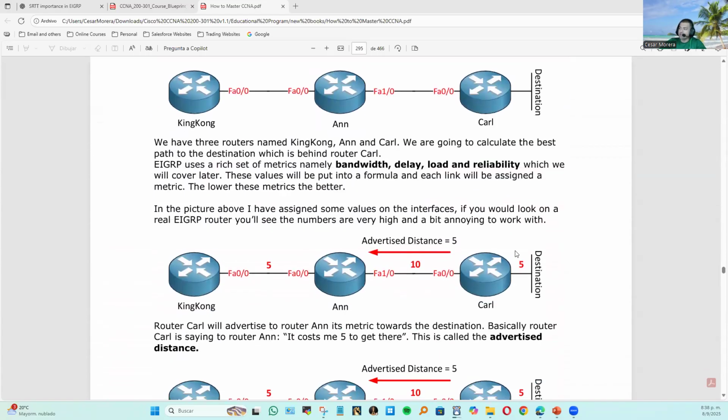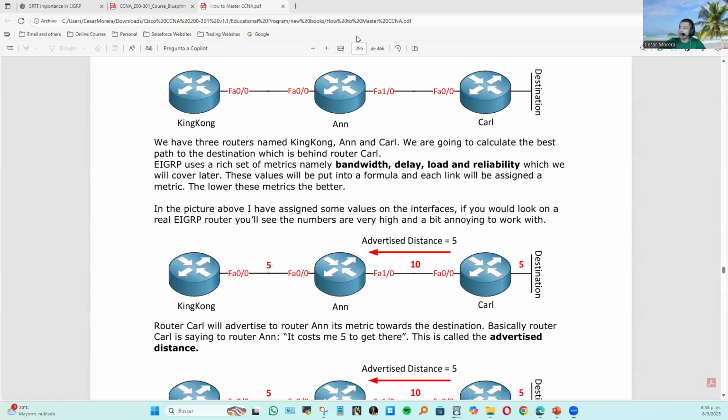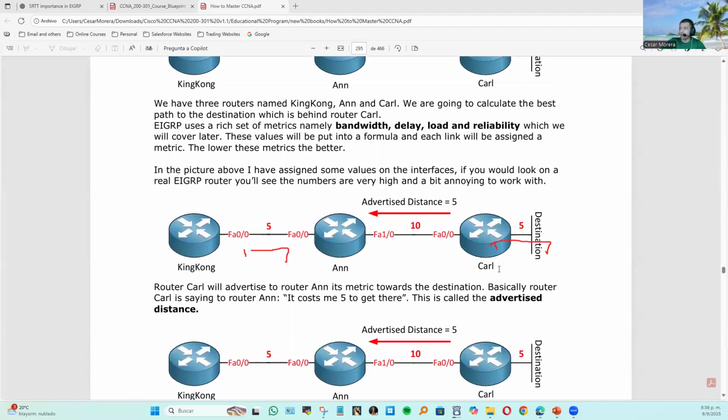Then we have this example of the advertised distance. In this case, we have a total of 5 over here and a total of 10 over there. This advertised distance is in fact 5 for now, only 5. There is a distance of 5, 10, and 5. So let's continue moving on. Now we have that this topology has an advertised distance of 5 only.